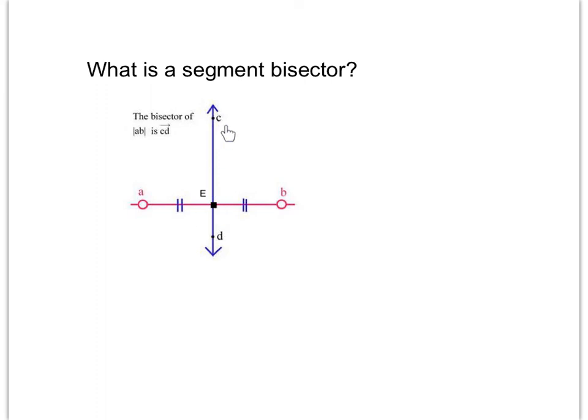Okay, last thing, and then we're all done. I just want you to know what a segment bisector is. Bisector means to cut in half. So bisect means to cut in half. Please just write that in your notes. Bisect means to cut in half, or into 2 equal pieces.